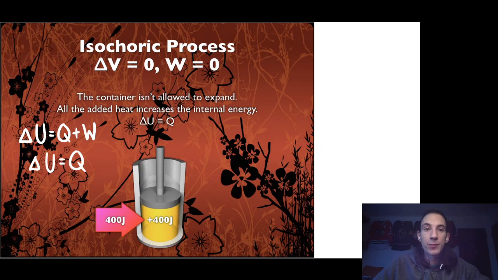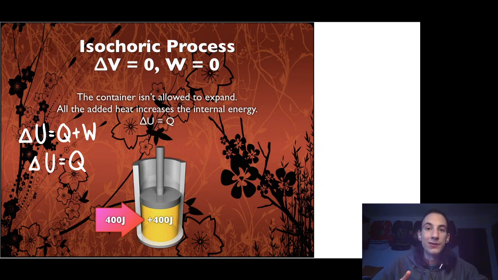In an isochoric process, we have no change in volume. Our volume is going to stay constant. And because our volume is not changing, the work is zero. So the system, the container, it's not expanding, it's not being pushed down, it's not pushing on the environment. So the work is going to equal 0. There's no change in volume, so that work term has to be 0.